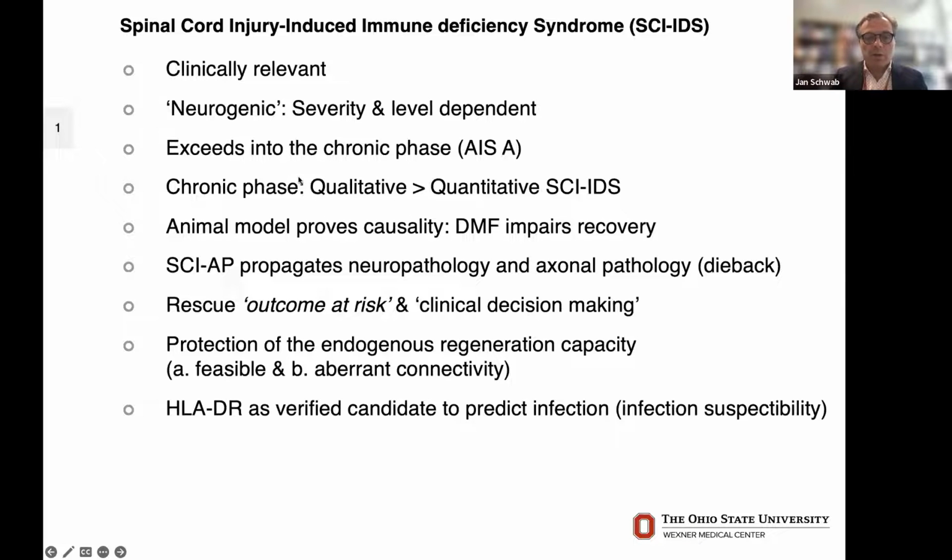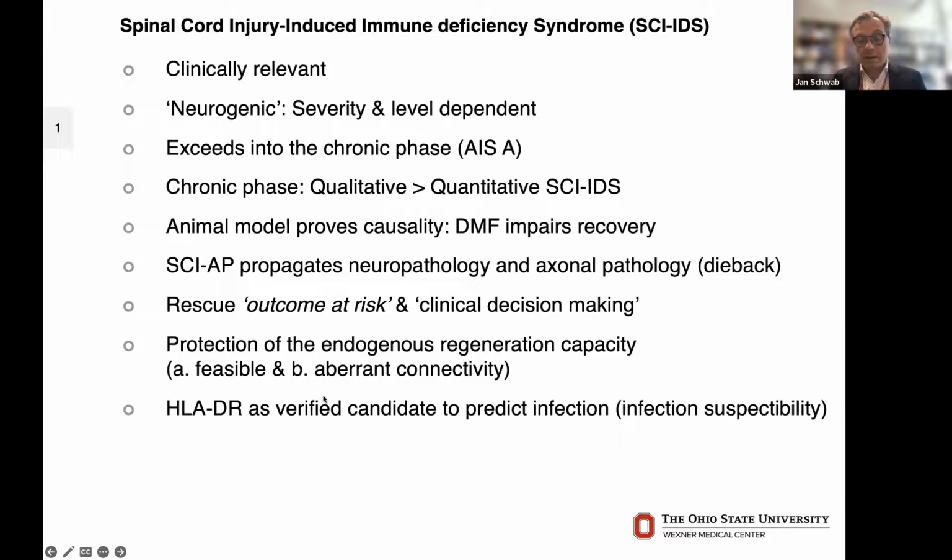The animal model, what I showed you, is proving causality. So an acquired pneumonia is impairing recovery by means of propagated neuropathology, and also inducing axonal pathology, as shown with this dieback data. So going forward, we would like to rescue outcome at risk and also inform early clinical decision making by developing HERO scores.